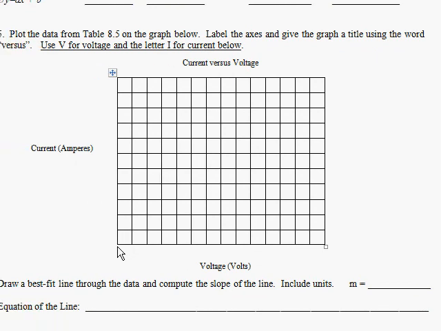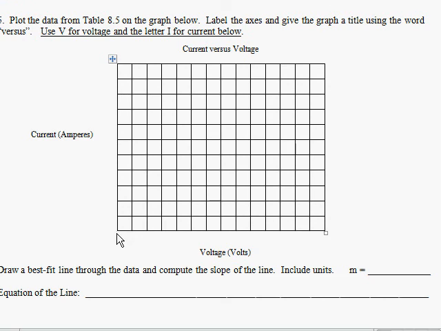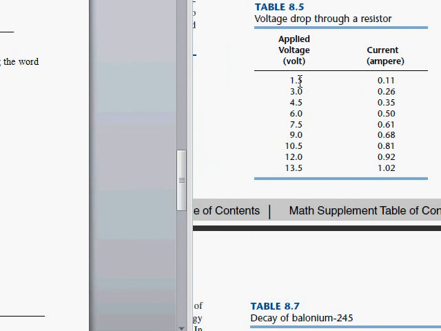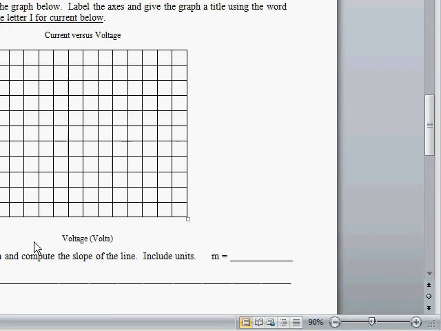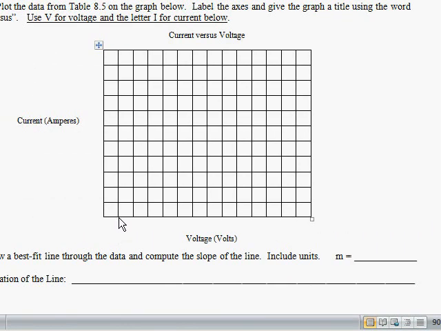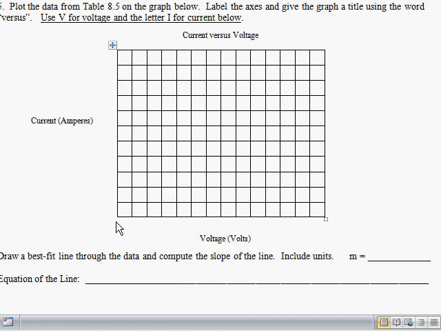Put a 0, 0 as your origin right here. So the 0, 0 origin is here. Notice that it goes up to about 14 volts. So if you just make each one of these divisions correspond to 1 volt, so 0, 1 volt, 2 volt, 3 volt, etc., that'll allow you to plot it along this axis.